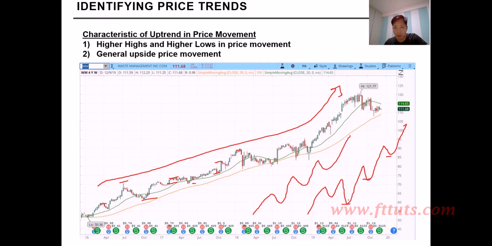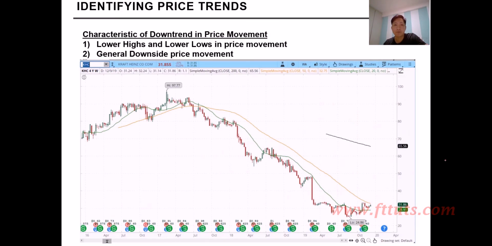Understand? So don't take it as a very strict criteria where if you see a temporary dip, the lower low means it has changed. You still have to observe whether the general movement is up or down. Understand? Because sometimes it may make a lower low temporarily, but later make higher highs again. So we still term it as uptrend price movement.